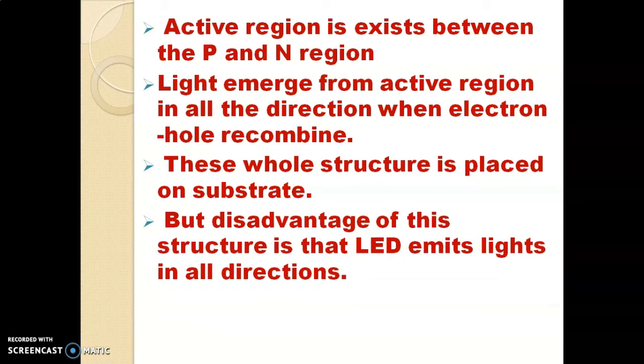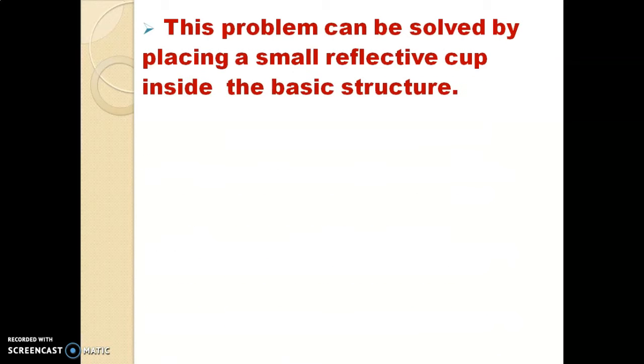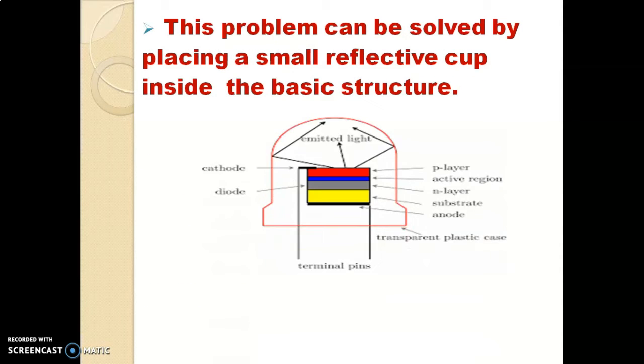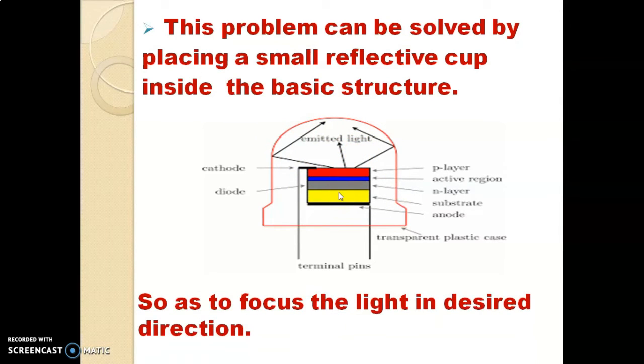The whole structure is placed on a substrate, but the disadvantage of this structure is that the LED emits light in all directions. This problem can be resolved by placing a small reflective curve inside the basic structure. As shown in the figure, this whole structure is placed inside this reflective curve. The benefit of this reflective curve is that the light is emitted only in a particular direction, not in all directions, so as to focus the light in the desired direction only.